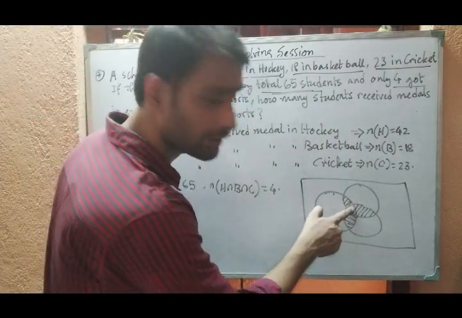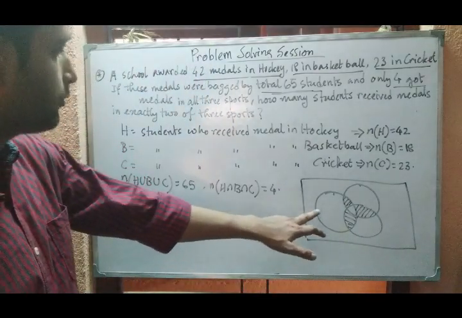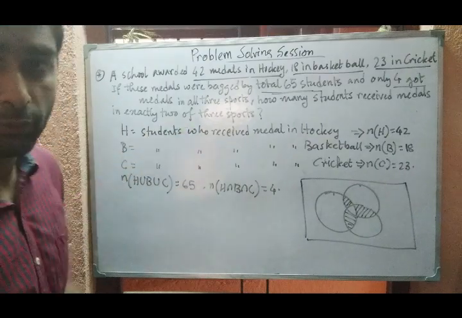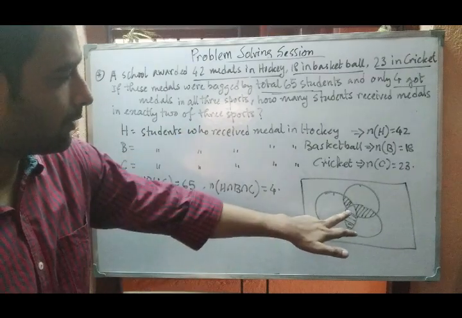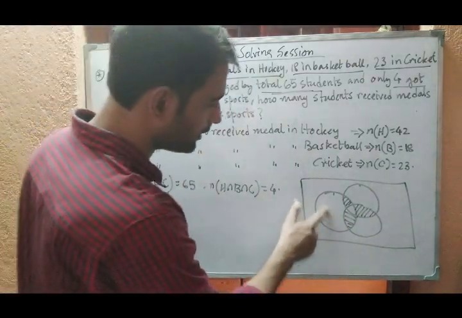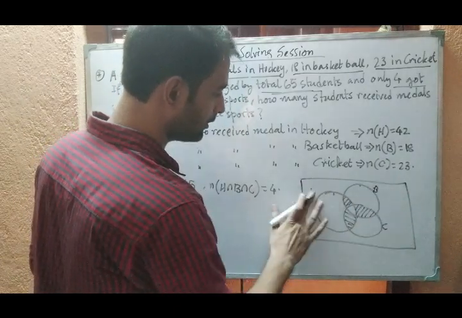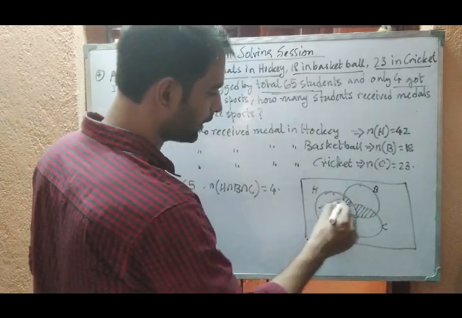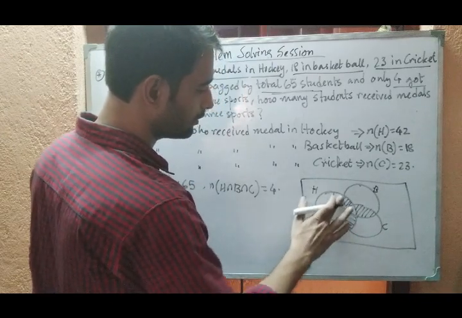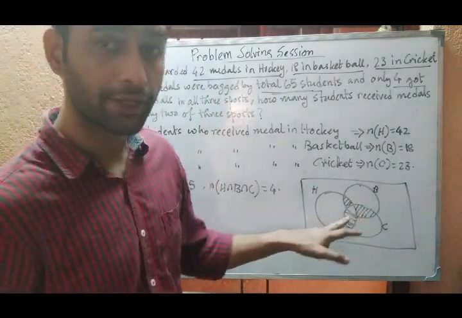So if you take this portion, the intersection of all three, this will include all students who got medals in all the 3 sports. So we can't include that region. Also not these regions. Say this one is H, this is B, and this is C. So we cannot also include these parts because these are giving only one sport. So we have to include only these 3 regions.